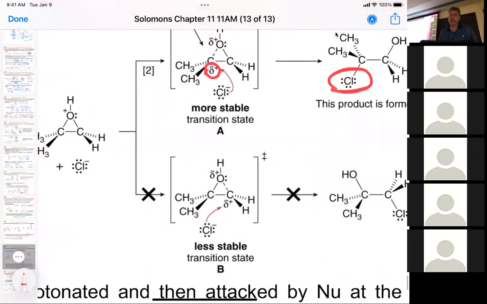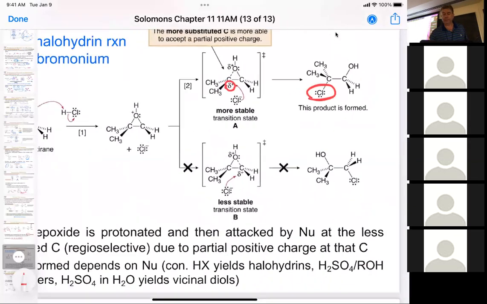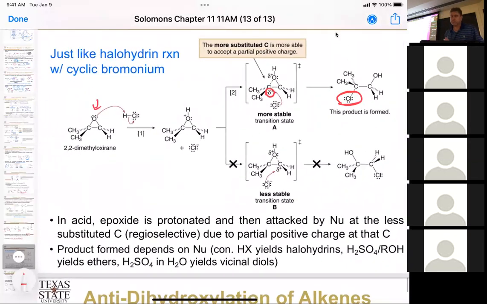Now, that doesn't mean you can't attack the other side. You might get a little of it, but again, it's a much slower reaction, and so you're going to see very, very little of it. So in this case, you would only have to draw one product, the more substituted one. And then whatever your final product is depends on what you're reacting with. If you're attacking it with hydroxide, you're going to get a diol. If you're attacking it with a halide, you're going to get a halohydrin. If you're attacking it with an ether or something, it's going to do something else. Okay. All right.